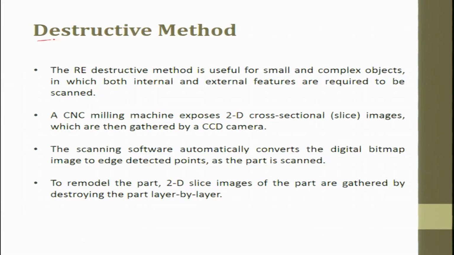We will next see the destructive methods. The destructive method is useful for small and complex objects, for which both internal and external features can be scanned. What we are trying to do is take an object, section the object and start scanning. A CNC milling machine exposes 2D cross-section images which are then gathered by a CCD camera. Then the scanning software automatically converts the digital bitmap image to an edge detection image and forms a part. The model is remodeled from slice by slice information.